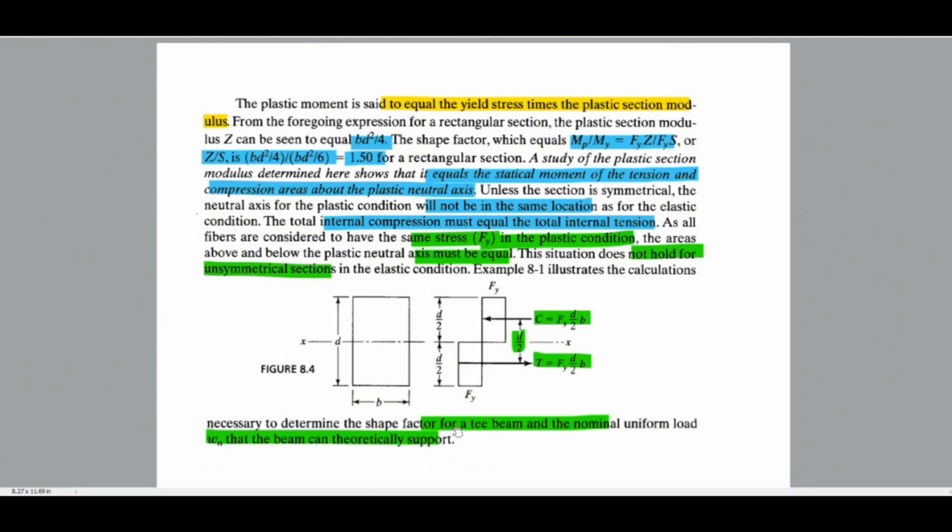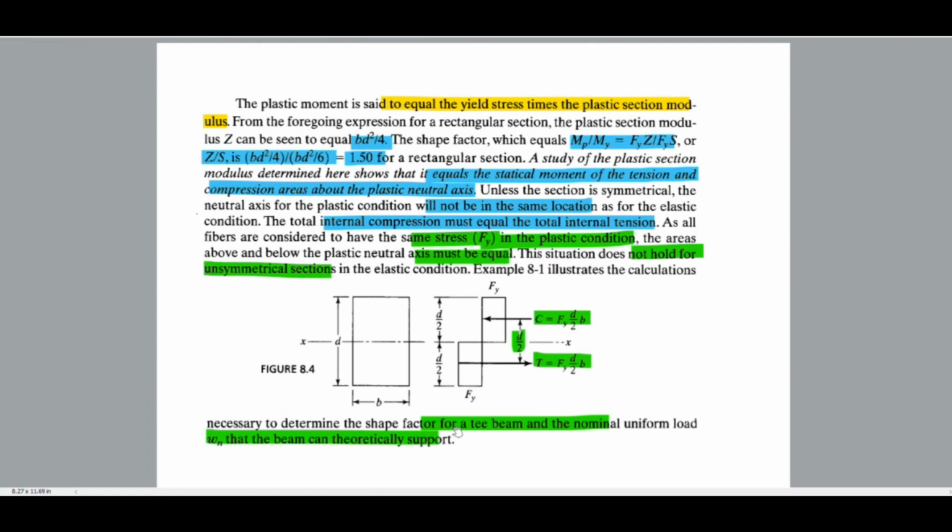From the foregoing expression for a rectangular section, the plastic section modulus Z can be seen equal to bd squared by 4. The shape factor equals Mp by My, which is Fy into Z by Fy into S, or Z by S, equal to bd squared by 4 over bd squared by 6, equal to 1.5 for a rectangular section.